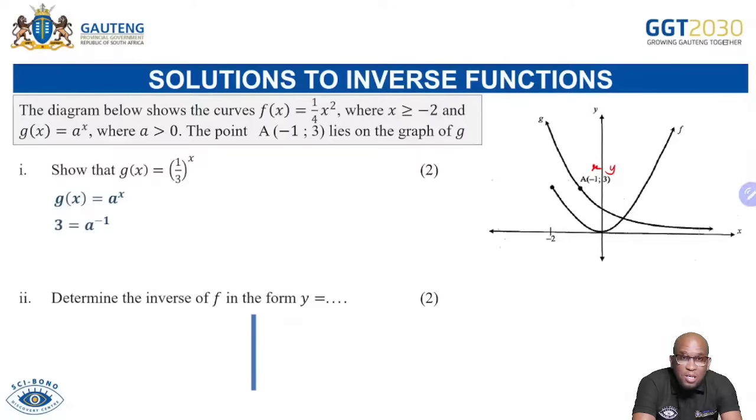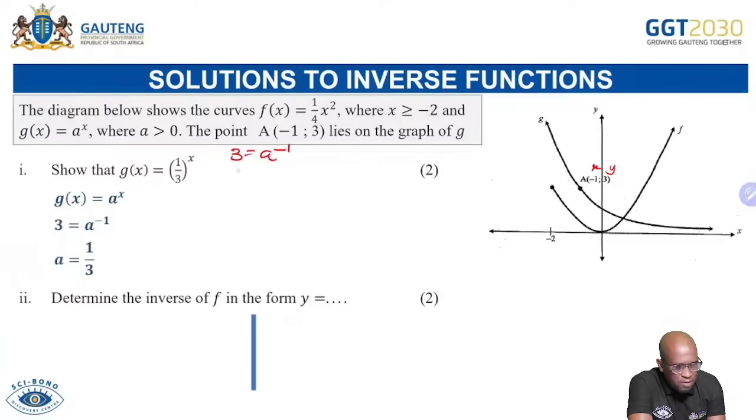So it's 3 is a to the negative 1. So a is equals to what? A third. Because remember, when you have 3 is equals to a to the negative 1, this is the inverse law. We can then say 3 is equals to 1 over a. And then if we cross multiply, 3a is equals to 1. A is a third, all right?